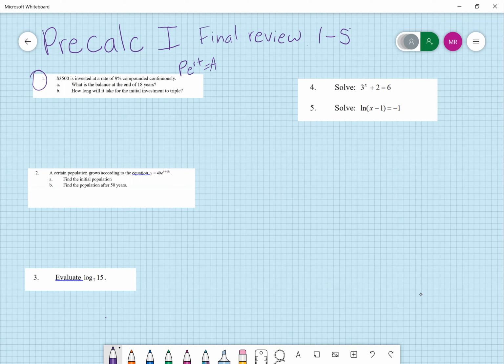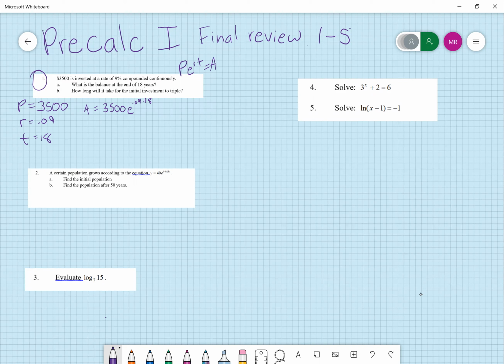Let's tackle this first. So our principal, our P, is 3,500. Our rate, or R, is 9% or 0.09. We take 9 and divide by 100. And our T for this first part is 18 because it's 18 years. So I set up my formula that the amount equals the principal of 3,500 times e to the 0.09 times 18. And this is pretty straightforward.